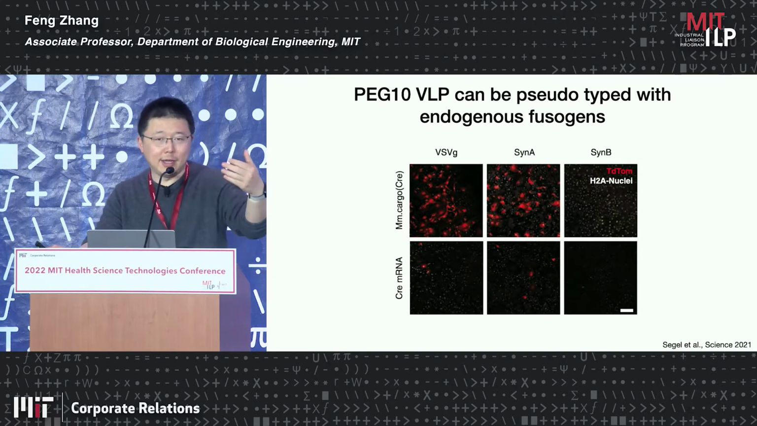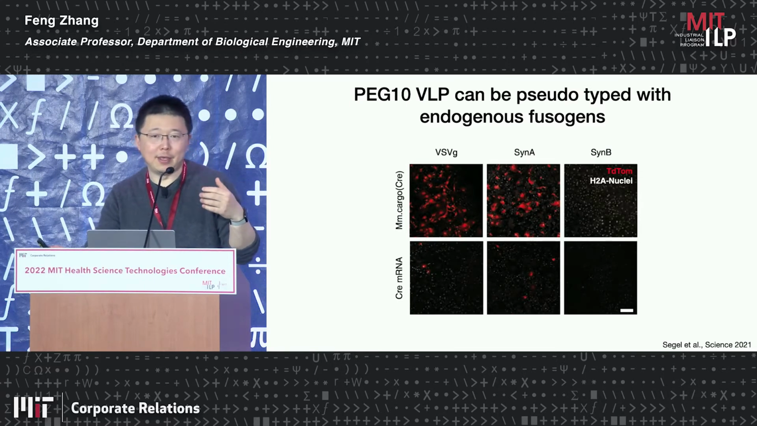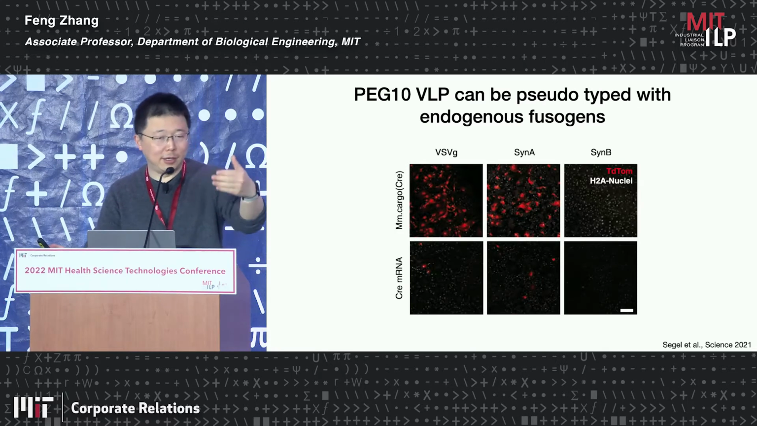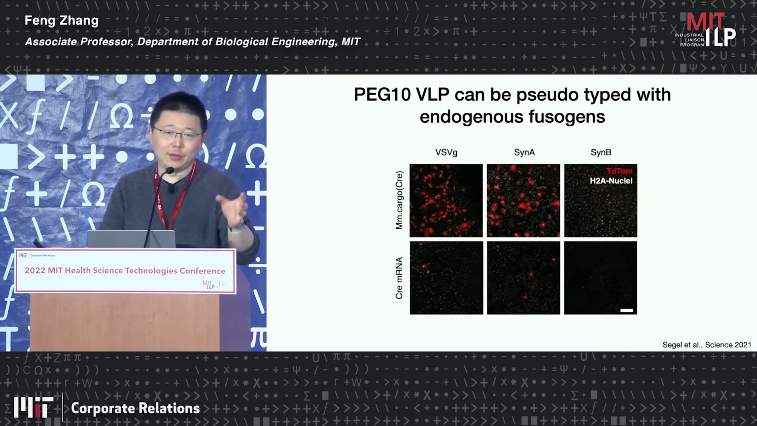As next steps, what we're focusing on is engineering these systems so that they can package larger and larger payloads and also target different cell types, so that we can go beyond the liver, beyond the eye, and get into other organs in the body.